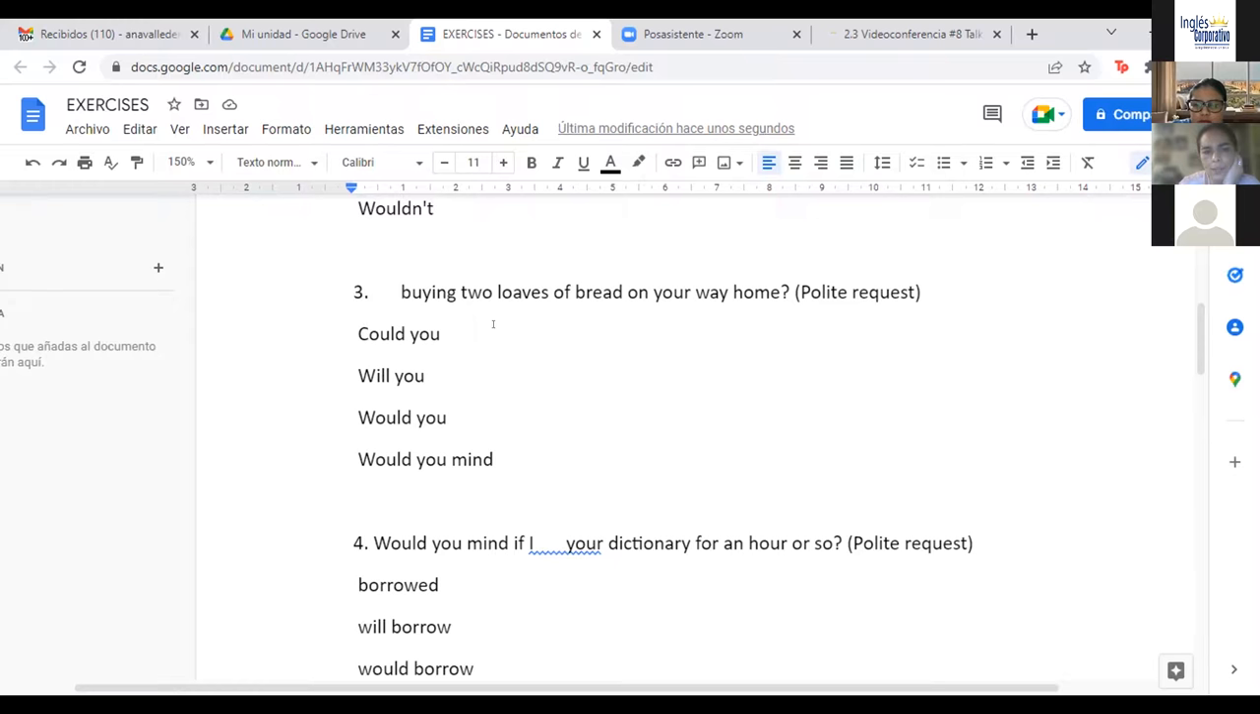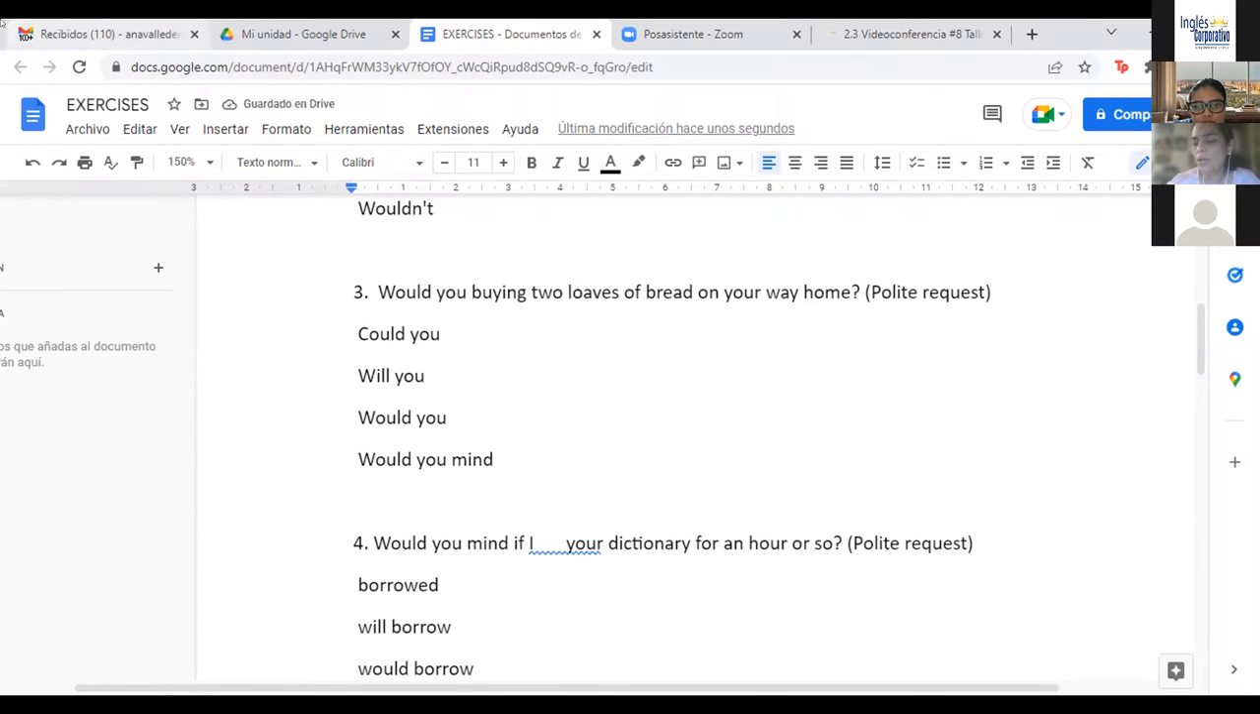Would you mind buying? Will you buy in? Porque no es informal. Ahí dice polite request. Would you, sería, digamos, would you mind, would you buy? ¿Y por qué estar así el would you? Podrías pasar comprando. Would you buy?